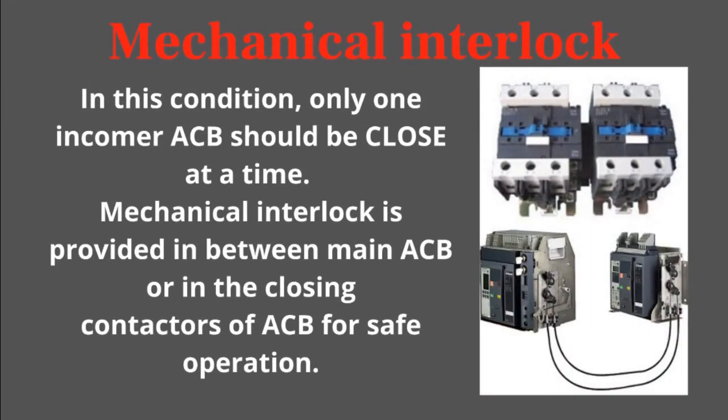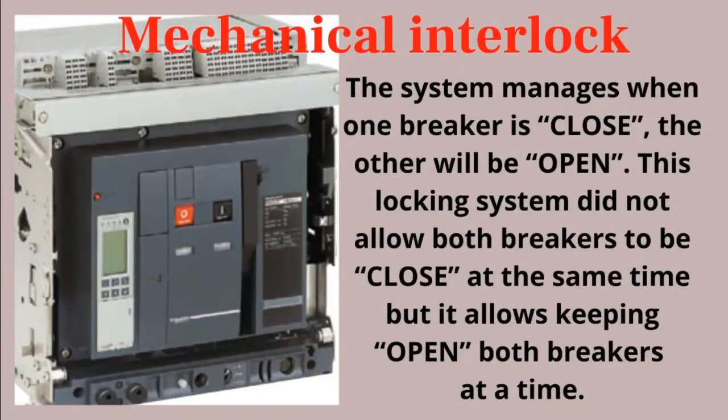In this condition, only one incomer ACB should be closed at a time. Mechanical interlock is provided between the main ACBs or in the closing contactors of the ACBs for safe operation. The lock controls that when one breaker is closed, the other will be open. This locking system does not allow both breakers to be closed at the same time, but it allows keeping both breakers open at the same time.